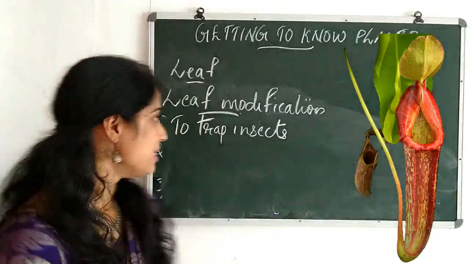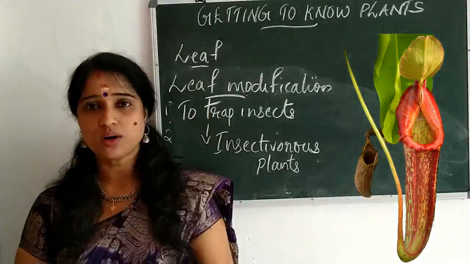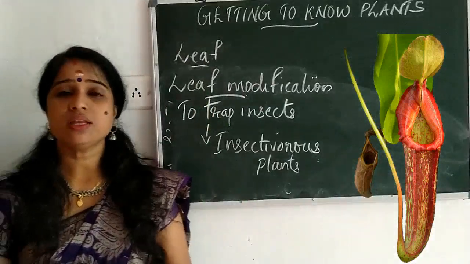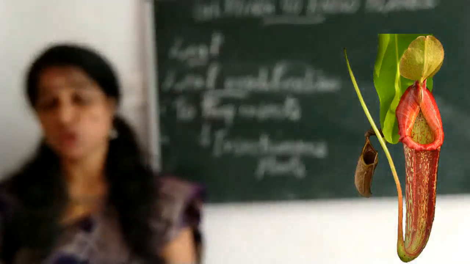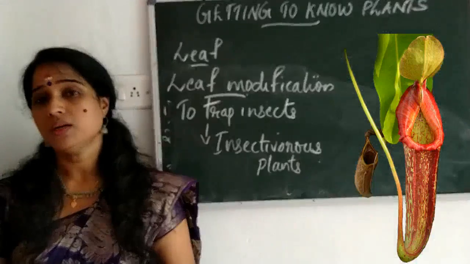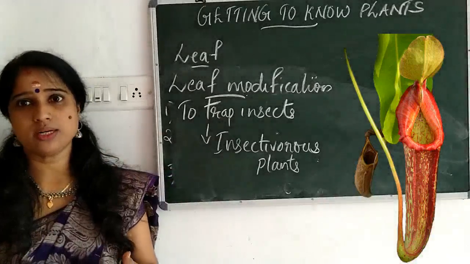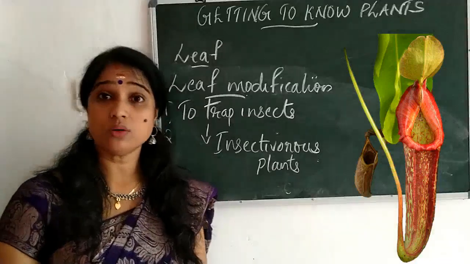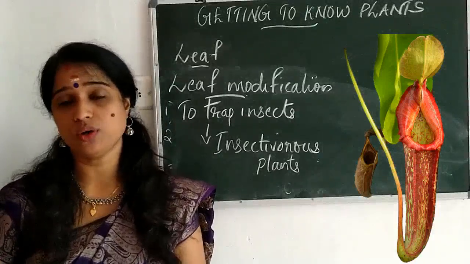So they trap the insects. Such plants are known as what? Insectivorous plants. As already said, they are living in mineral deficient soil. So they want more minerals for the preparation of the food. It doesn't mean that they want to kill the insects and eat them. It's just for their preparation of food only.